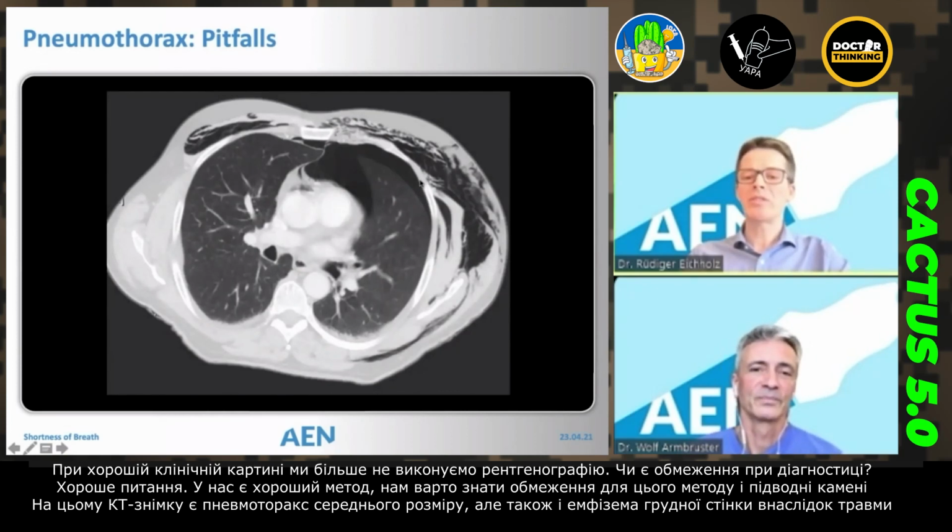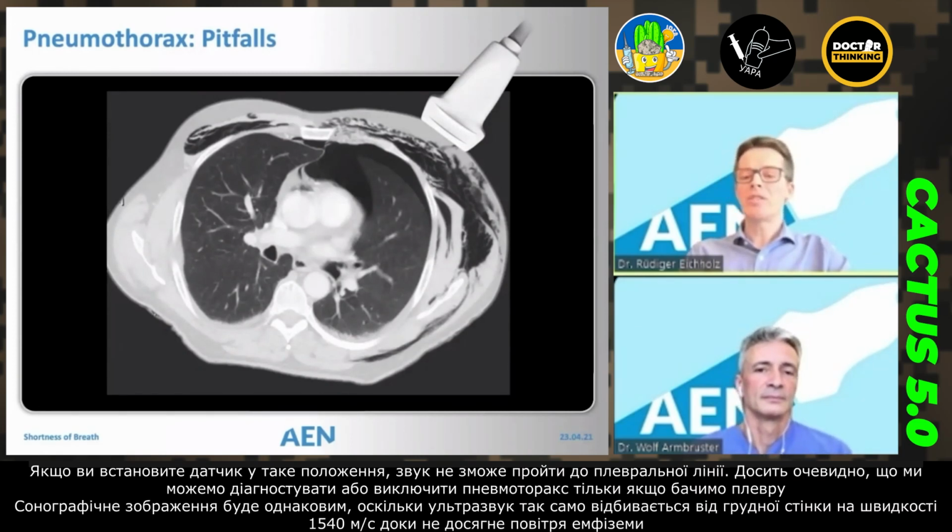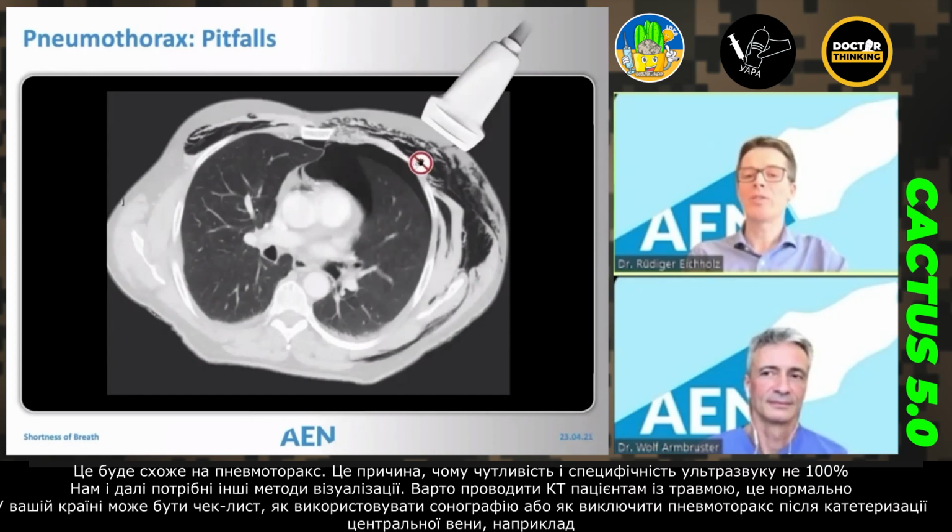You've got a medium-sized pneumothorax, but secondary to the trauma, you've also got an emphysema of the chest wall. If you put a probe onto this position, the sound cannot travel to the pleural line. Quite obviously, you can only diagnose a pneumothorax or rule it out when the sound gets to the pleura. If not, there is no point diagnosing. The ultrasound image would look kind of the same, because you've got the same reflection from the chest wall, conduction velocity of sound 1540, to air in the emphysema of the chest wall. So it would kind of look like pneumothorax, but you have no window.